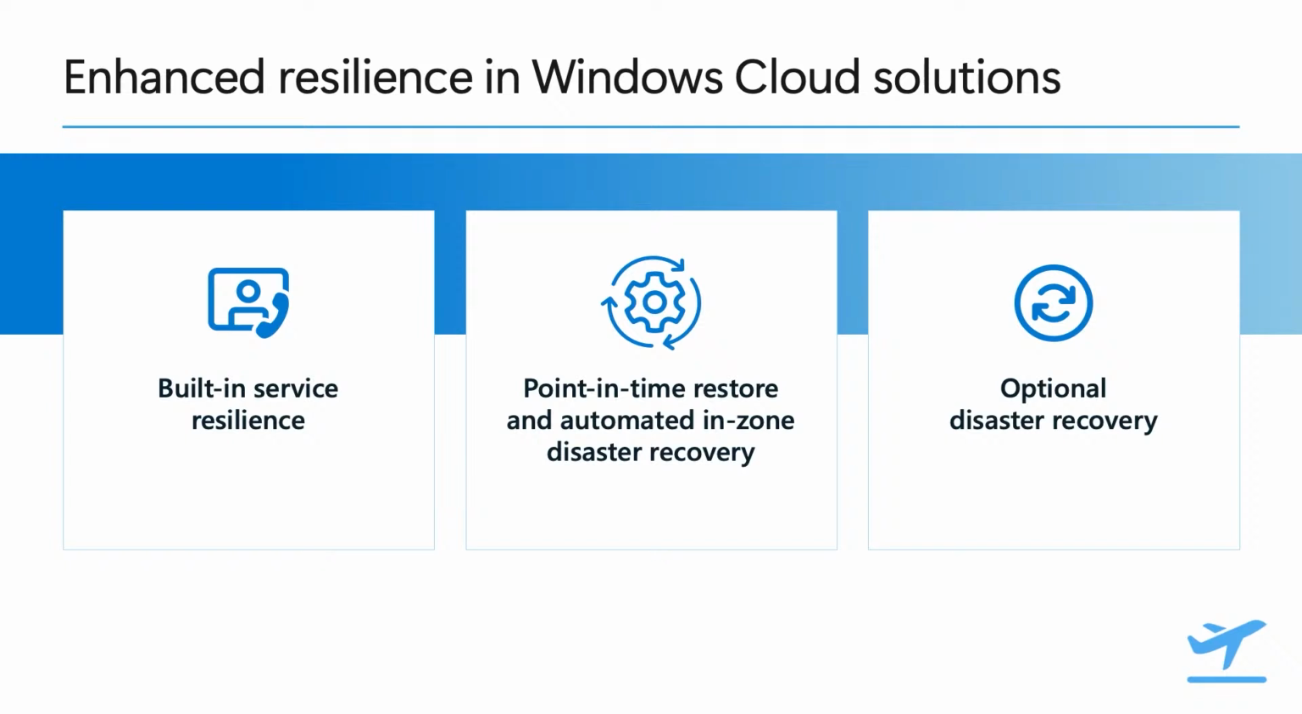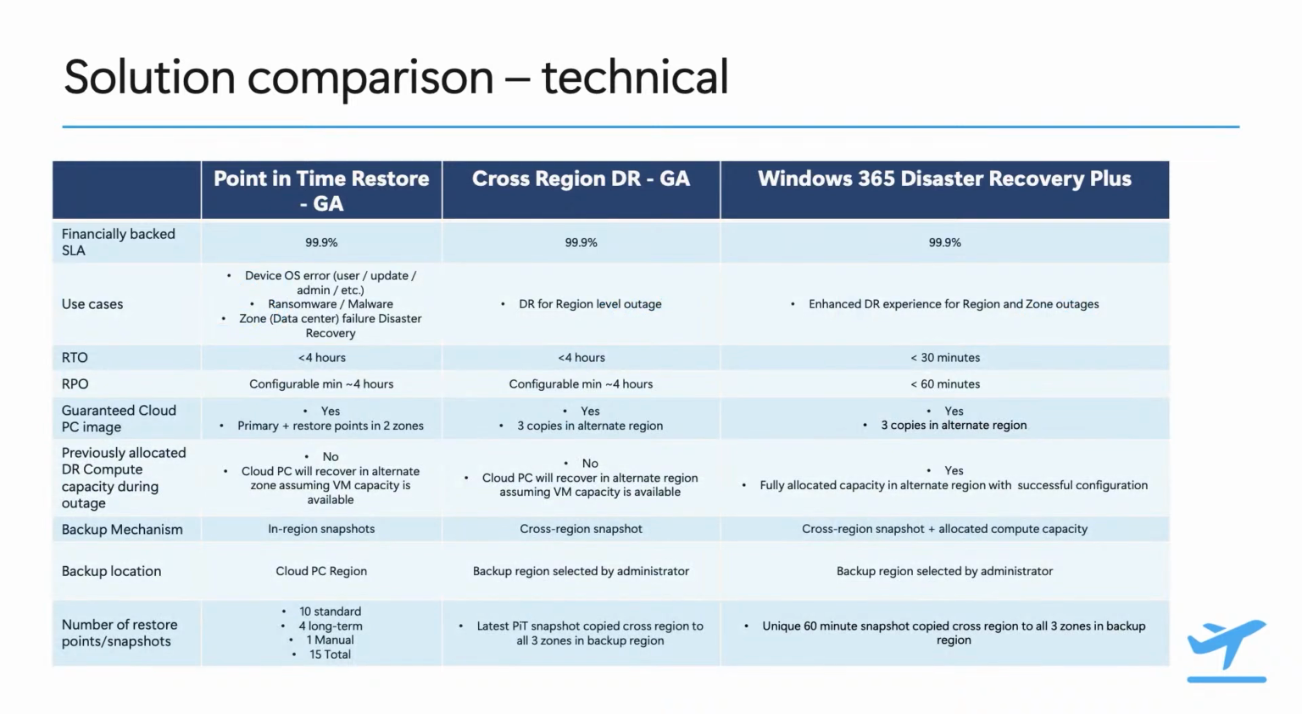We have another entire series of business continuity and disaster recovery options that are optional for customers that need a higher level of resilience. So these may be customers such as healthcare, finance, and government. So with all Cloud PC Windows 365 solutions, there's a financially backed SLA of 99.9%. But that doesn't mean that all of the use cases are the same in terms of that SLA.